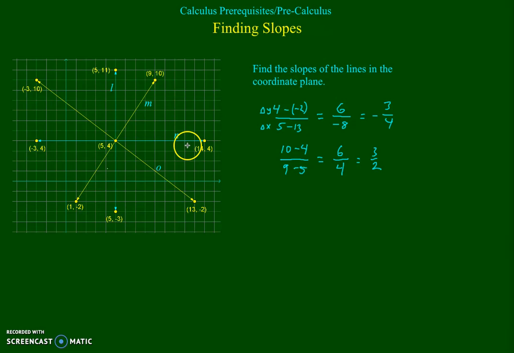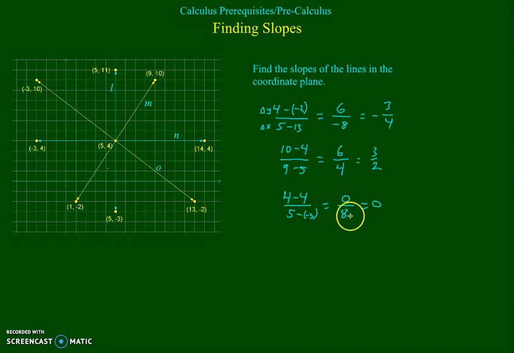Now let's take a look at line N, and we'll use these 2 points here. So we have the change in y is 4 minus 4 over 5 minus negative 3, which gives us 0 over 8. Well, 0 divided by anything is 0. So, as you remember, horizontal lines always have a 0 slope. We don't say no slope. We say it has a 0 slope.